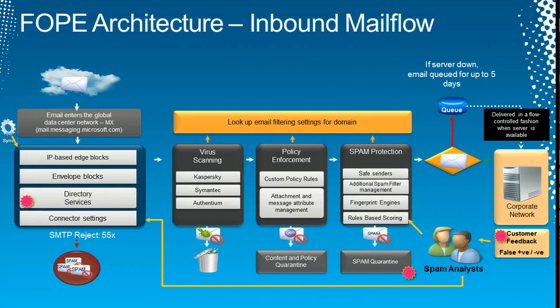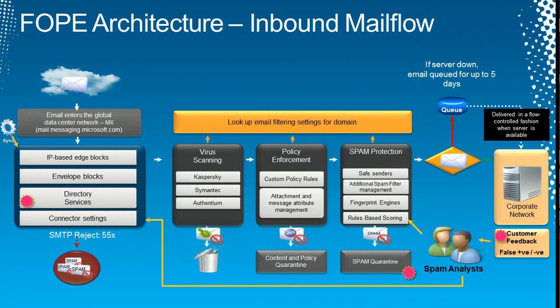We have to go at the gray area where legitimate mail sometimes doesn't conform to the standard. Where we find it looks real bad, we can reject it right at the edge with our envelope block. The final piece at the bottom there is also where we implement the FOPI connector settings.